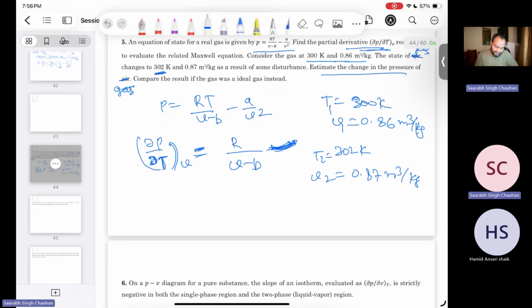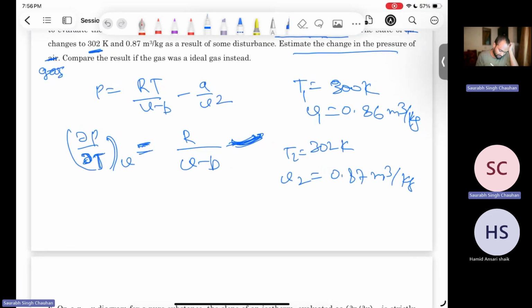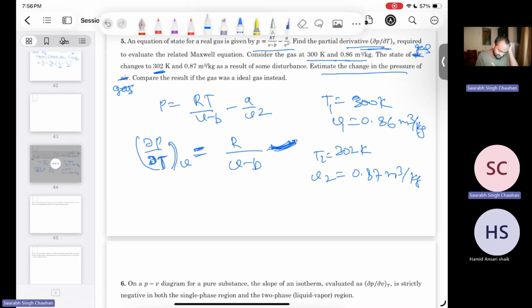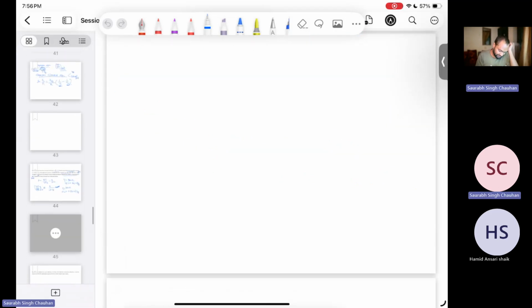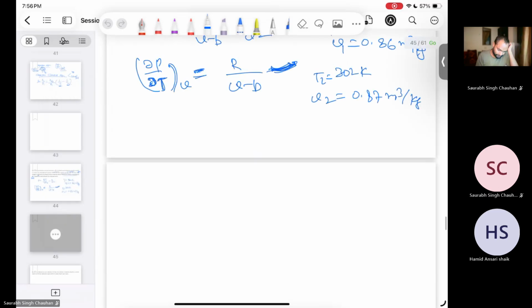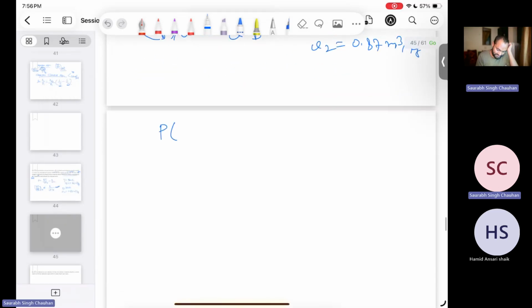So we can find that change, right? What will be the change in pressure? First of all, let us see what is changing. Here temperature and volume are changing, right? Both are changing. So pressure is a function of temperature and volume.